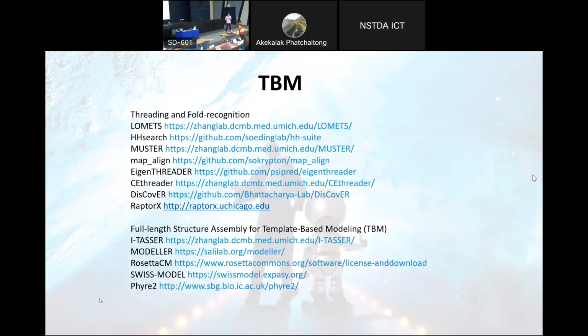Modeller, which Shudip's software uses for loop modeling. We'll come across Rosetta. Rosetta has multiple functionalities, and one of them is template-based modeling. They do it. Swiss-Model or Phyre2, these are all very popular.